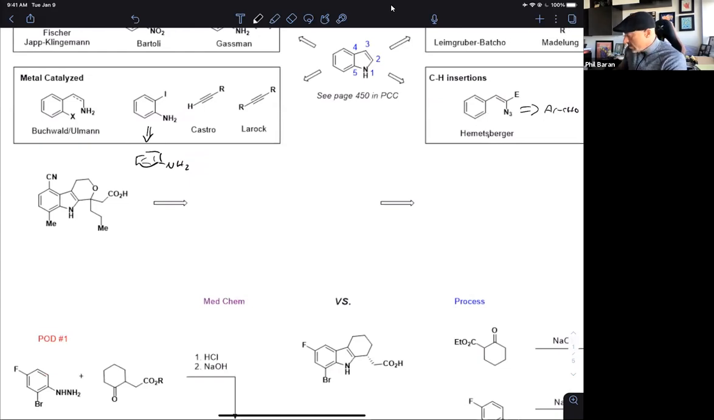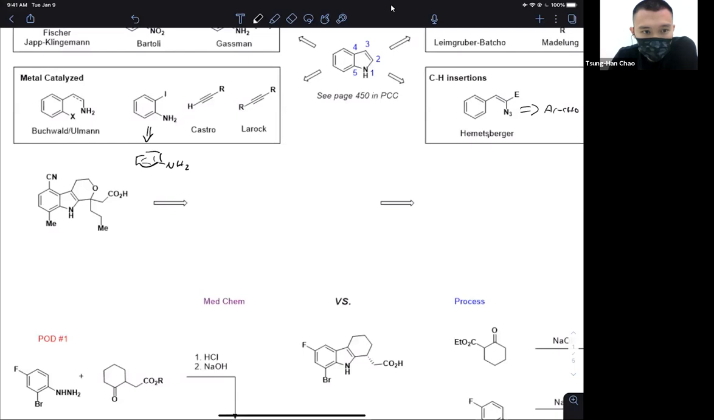So when you look at this compound, what would be the first key connection that you would make in order to rapidly get us back down to something more simple? How about Sunghan?